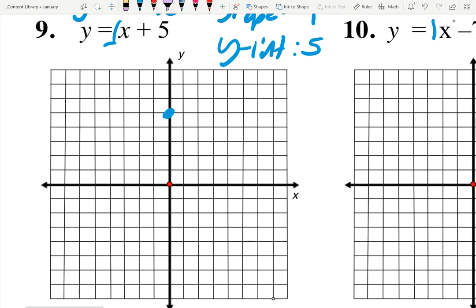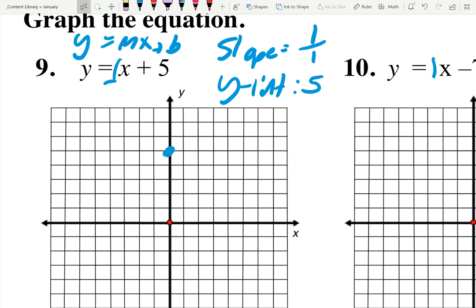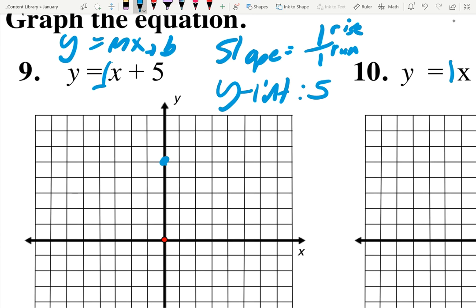Now my slope is 1 over 1. So remember, slope is an indicator of rise over run. So we're going to rise 1 space, go up 1 space, and then we're going to run to the right 1 space. So if we rise up 1 and then run 1, that's going to put our dot right here.